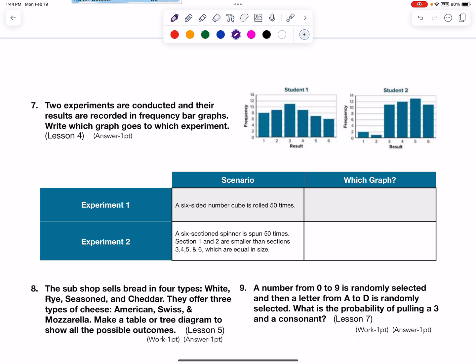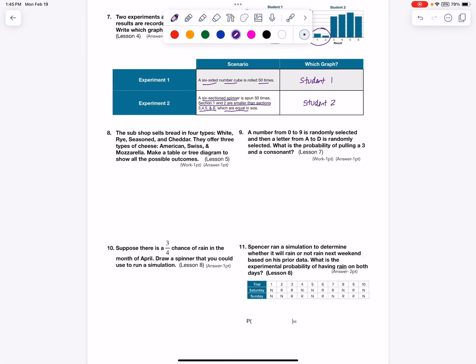So we have a 6-sided number cube is rolled 50 times, and then we have a 6-section spinner is run, but section 1 and 2 are smaller than sections 3, 4, 5, and 6, which are equal in size. So remember, your tip for this was look for the extremes. So the extremes are that section 1 and 2 are smaller, and I can see right here section 1 and 2 are smaller. So I'm guessing this one is student 2, and 6-sided number cubes are all pretty even, which so is this data, and so this would be student 1. Okay, all right, that's it for those.